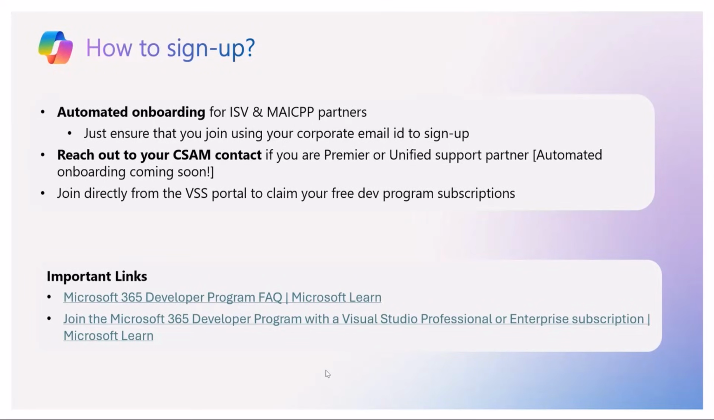If you are a Premier or Unified Support partner with Microsoft, then you will have to either reach out to your customer service partner or your account manager, who will then reach out to us, through which you will be able to get a valid E5 subscription, M365 Developer Program subscription. For VSS subscribers, Visual Studio subscribers with professional or enterprise licenses, again, the onboarding process is completely automated. You just need to log on to the VSS portal and you should be able to go ahead and claim your free dev program subscriptions.